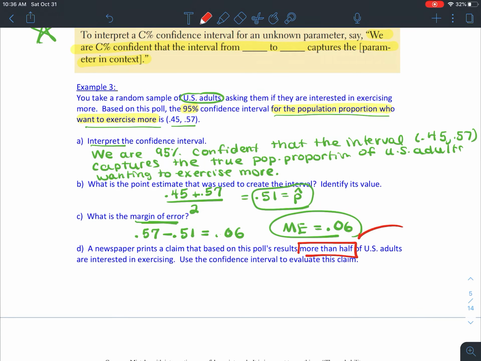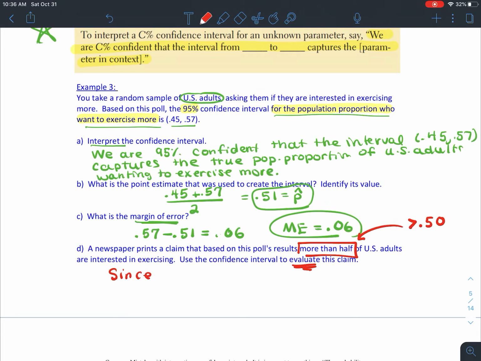Part D says, a newspaper prints a claim that based on this poll's results, more than half of U.S. adults, now more than half, if we're talking about a proportion, means more than 50%. So the claim in this article is that more than half of U.S. adults are interested in exercising. We want to use the confidence interval to evaluate this claim. Now look at the interval. While it does have some proportions that are greater than 50%, there are also some that are less than 50%.